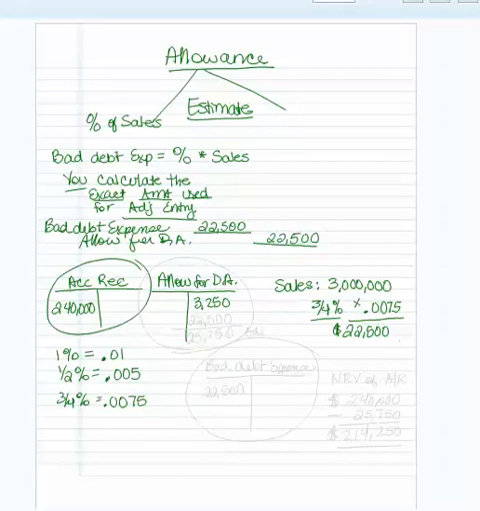After the adjusting entry is posted, bad debt expense will equal what? 22,500. So you calculated the exact amount of bad debt expense. Do y'all see that? What is your adjusted balance of your allowance account now after adjustments? $22,500 plus the ending balance, $3,250, gives you an adjusted balance of $25,750.